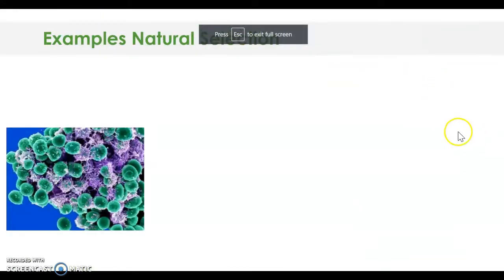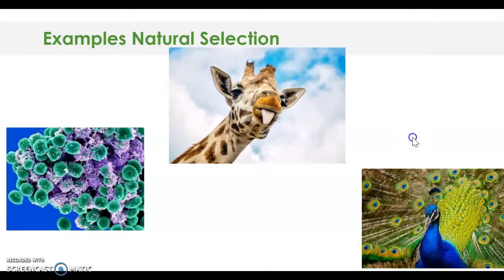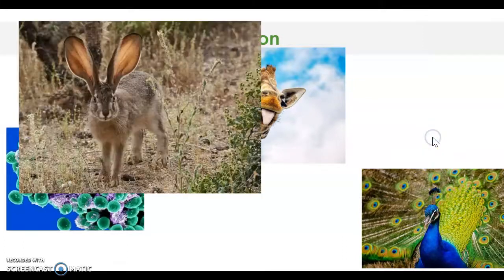All right, a few other examples of natural selection is bacteria. Bacteria becoming more resistant to our antibiotics. Giraffes with longer necks live longer. A peacock that has a more colorful plume, they will get more mates and they will live longer and reproduce more, and that's how we got these beautiful peacocks today. It happens in nature. Desert hares, the ones with longer ears, they're obviously going to live longer. They can hear their predators coming.